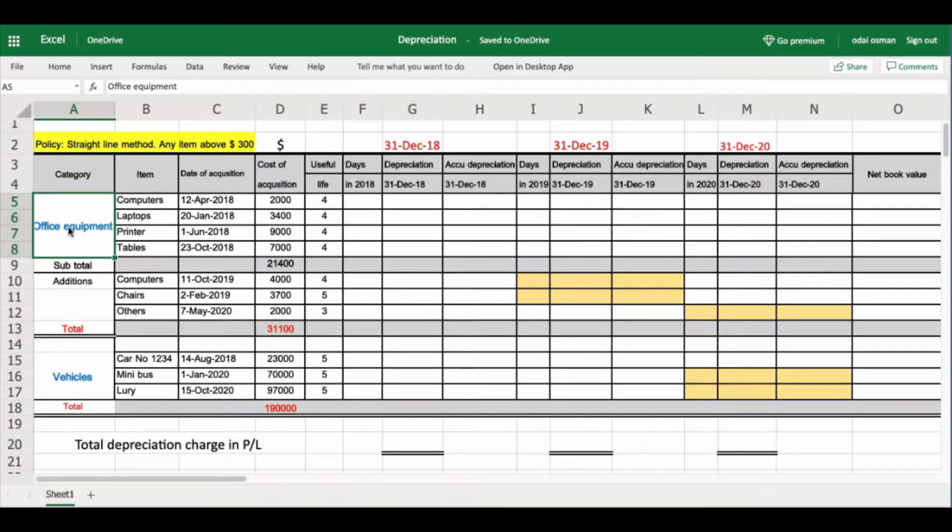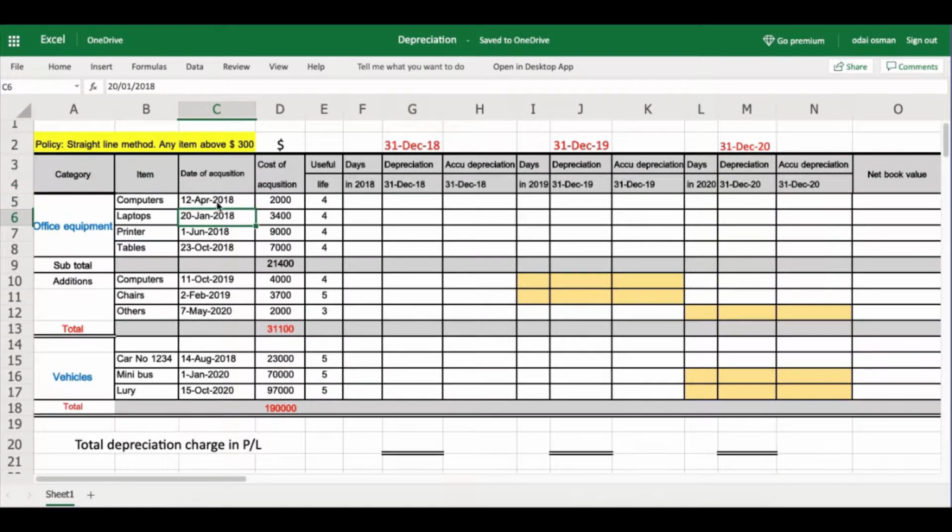As an example, I have created two categories. The first category is office equipment, the second category is vehicles. In the first category, I have around 5 items: computers, laptops, printers and tables. And then we have the date of acquisition, the date that we bought or acquired the asset.